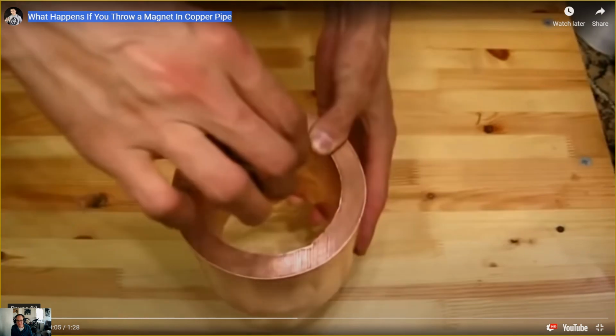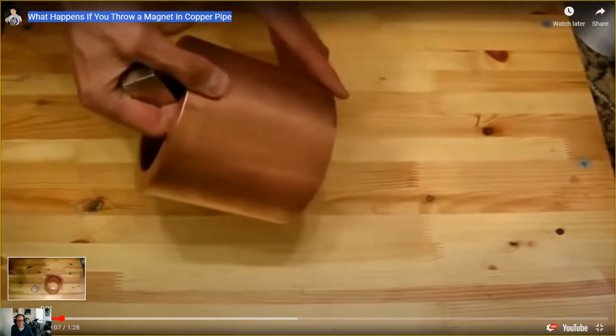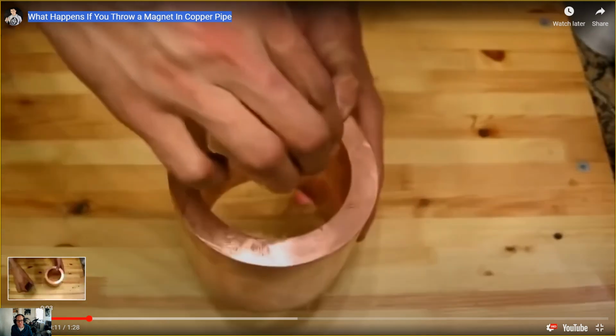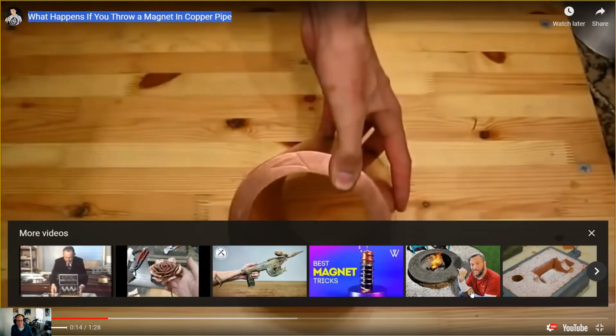Yeah, just like that. It's like it's floating, right? You don't have to spin it. He's spinning it to make it fall straight. It's pretty cool, though. And it doesn't matter what direction the magnet's oriented, either.